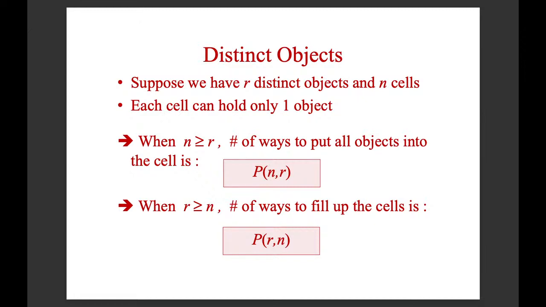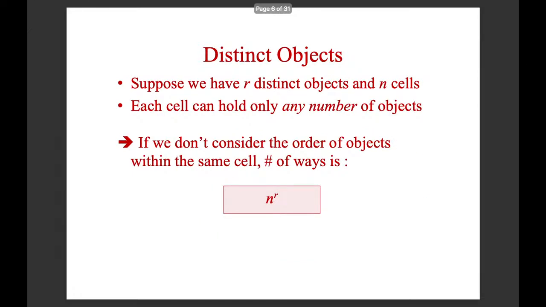And then the other case is a strange case. This time, suppose that we have more balls than boxes, and we are not using all the balls because there are so many of them. But we want to fill up all the cells, so we need to make sure that each cell receives a ball. How many ways are there? Easily we can count it: this time it is P(R,N).